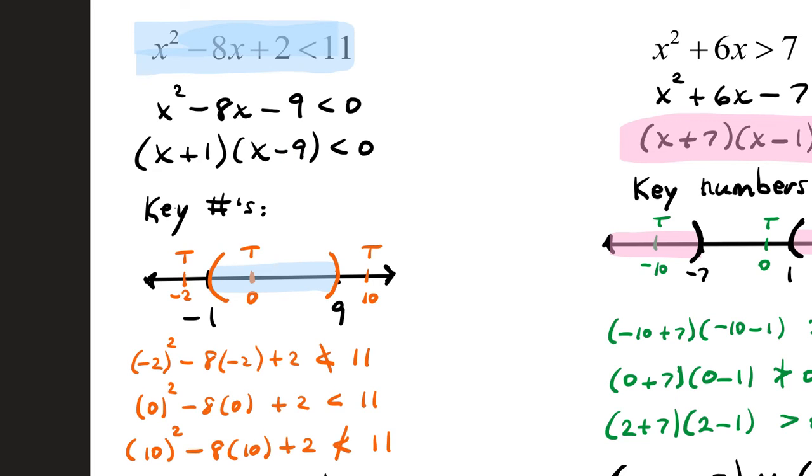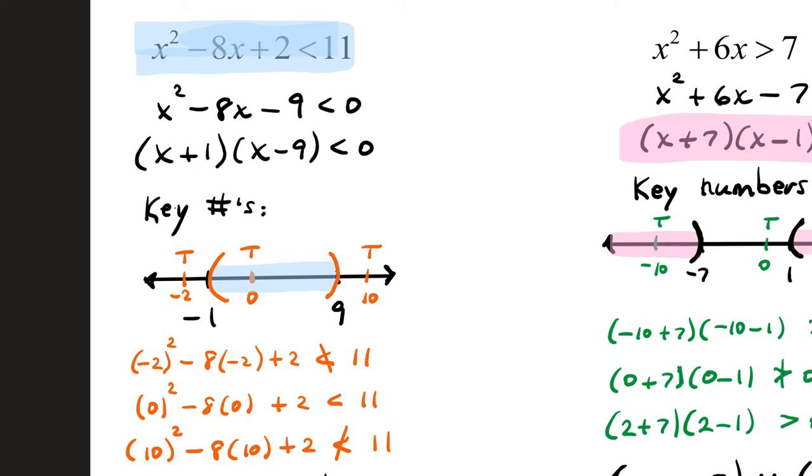Remember when you're factoring that the sum of these two numbers give you the middle value, and the product of these two numbers give you the third or constant value. Setting each factor equal to 0 will produce your key numbers. This first factor is equal to 0 when x is negative 1. The second factor is equal to 0 when x equals 9. Those are our two key numbers.